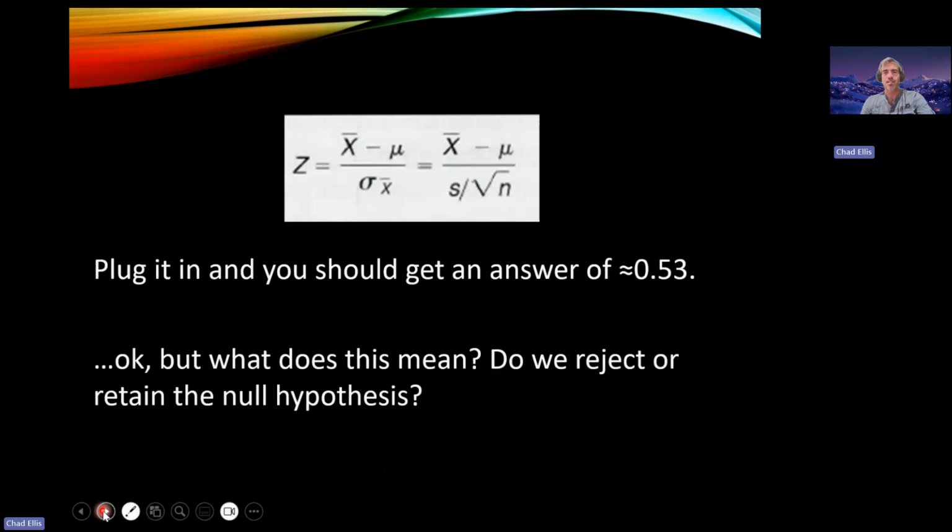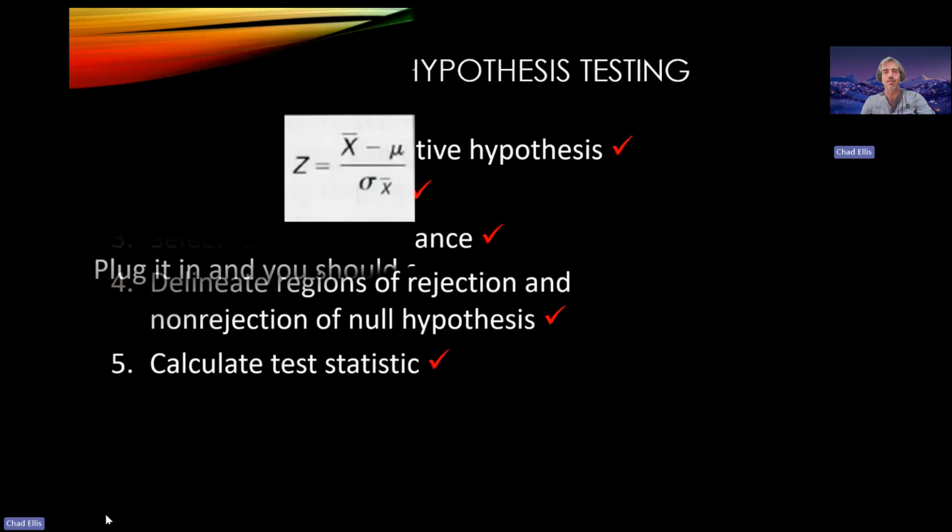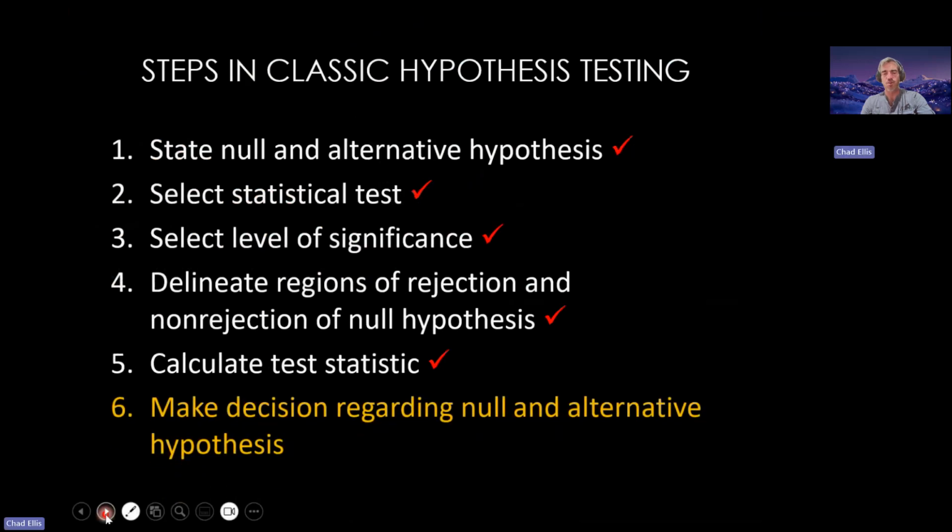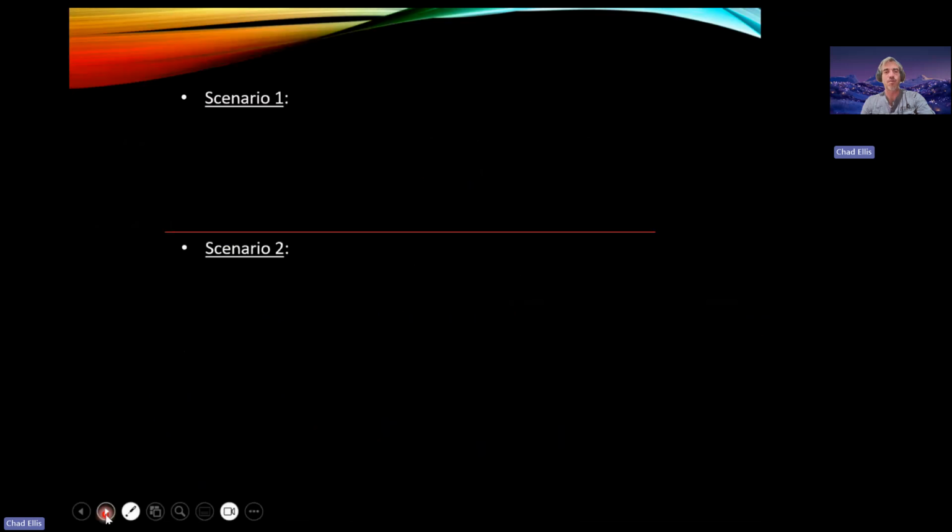So if we do the actual calculation, you should get a z-score of 0.53. But what does that mean? What does that tell us? Does that tell us to reject the null hypothesis or not? So that's going to bring us to our last step, using our test stat to make a decision whether to reject or not reject.